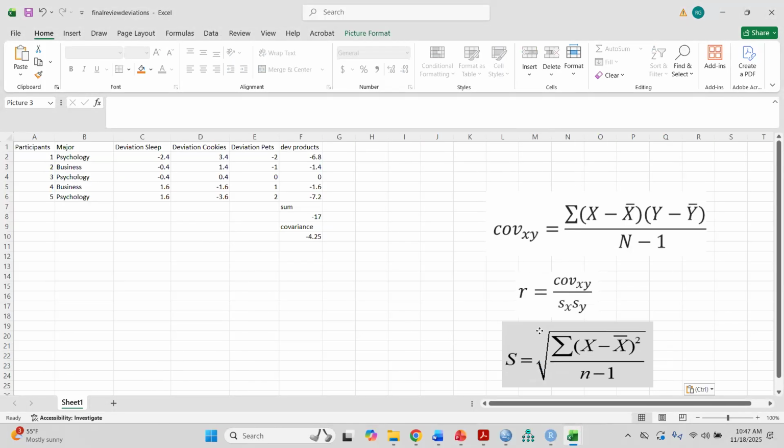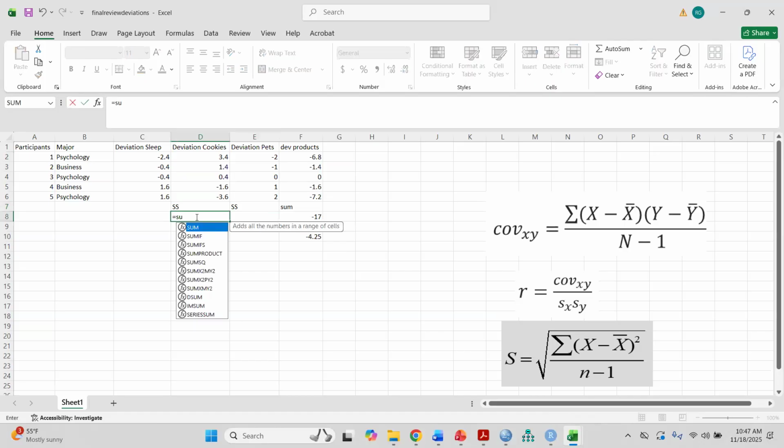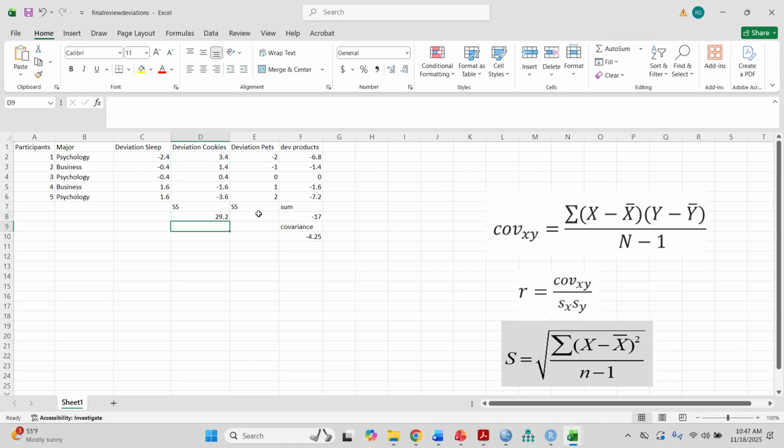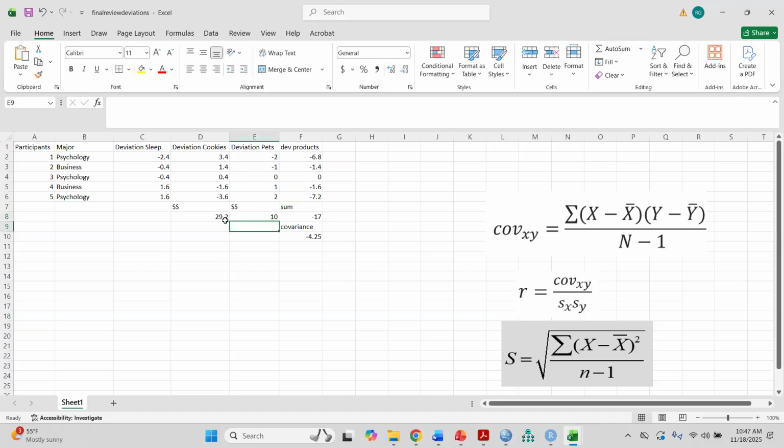Okay. So, all right, what we're going to have to do is for deviation for cookies, we've got the deviation scores already. We're going to square them and add them together. That's going to give us the sums of squares. So equals SUMSQ. This is the sums of squares for pets.